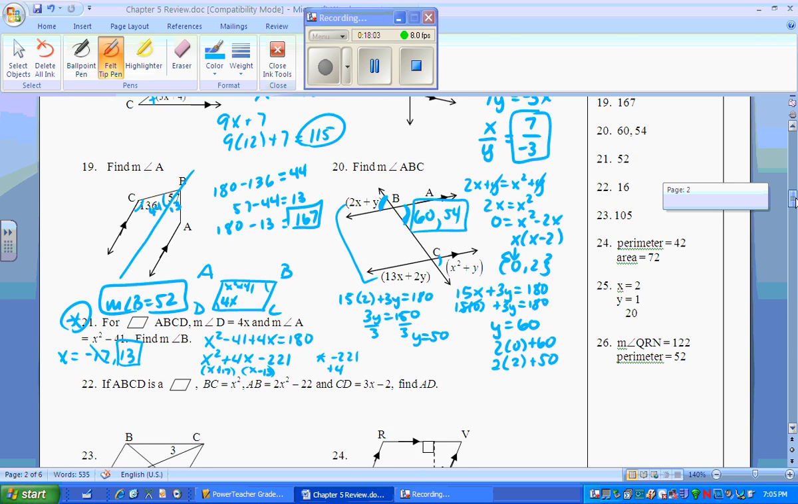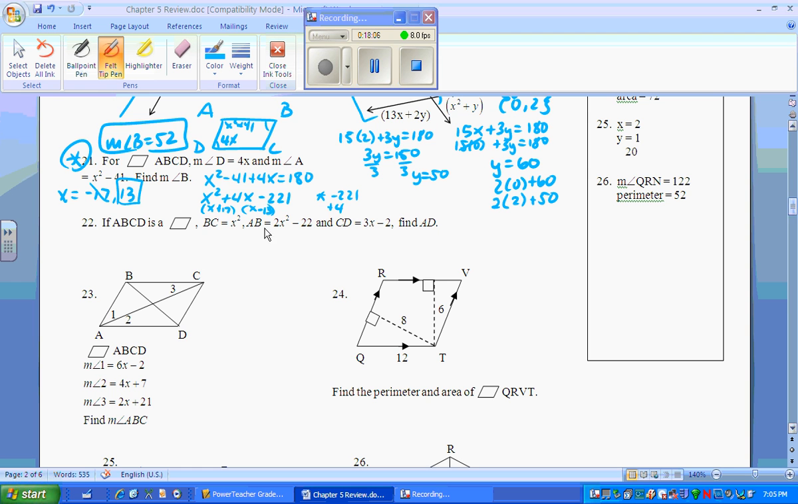I will star that one because I know that is one of the ones that have missed a lot on the test. Same thing for 22. Parallelogram ABCD. We got x squared here. AB is 2x squared minus 22. CD is 3x minus 2. We want to find AD here, which is the same as BC. But we know opposite sides in a parallelogram are congruent. So we can set 2x squared minus 22 equal to 3x minus 2.